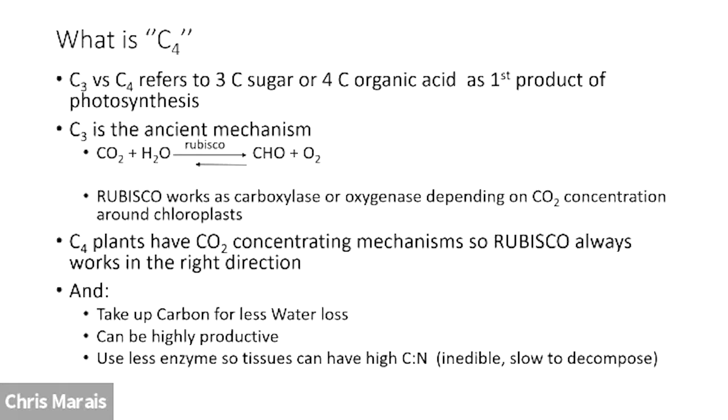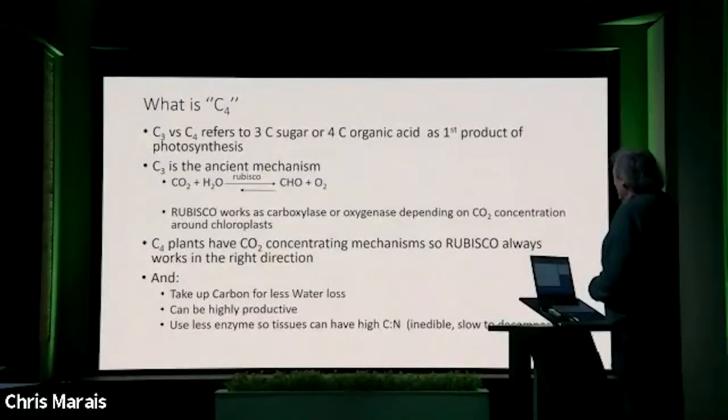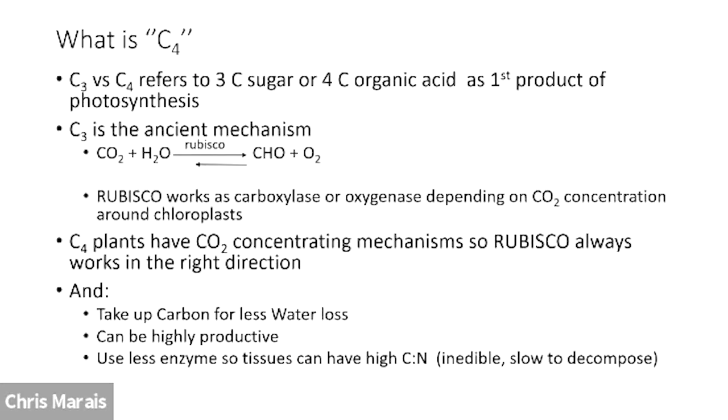The old-fashioned plants went backwards and started breaking down the products of photosynthesis. Some of the outcomes of having C4 photosynthesis are that they don't need to open their stomata as wide, so they take up CO2 for much less water loss. They're very efficient at photosynthesis in terms of water. They can be extraordinarily productive. Sugarcane is a C4 plant, and we've never seen productivity like this from plants. And they use a lot less enzyme, a lot less rubisco, to make the tissues.